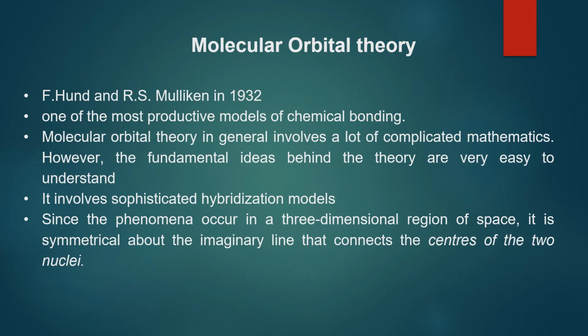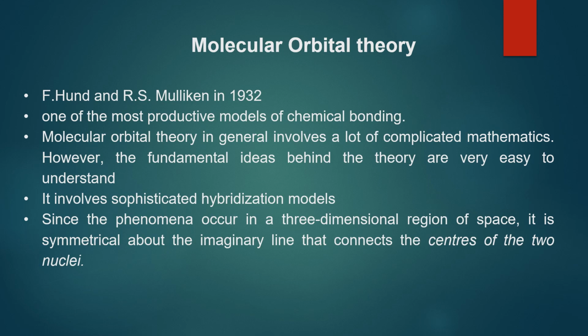What is the purpose of introducing molecular orbital theory? The purpose is to overcome the defects arising from the valence bond theory. As we all know, the valence bond theory fails to explain molecular orbitals. It does not explain the stability of the molecule. It is unable to explain the paramagnetic and diamagnetic effects of different molecules. All these limitations of the valence bond theory were cleared by molecular orbital theory.